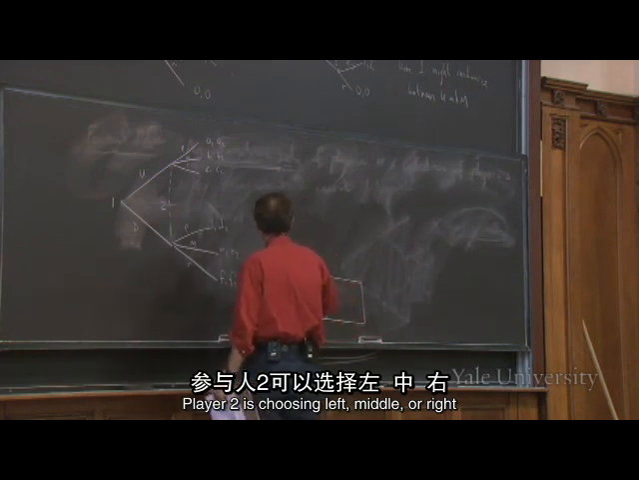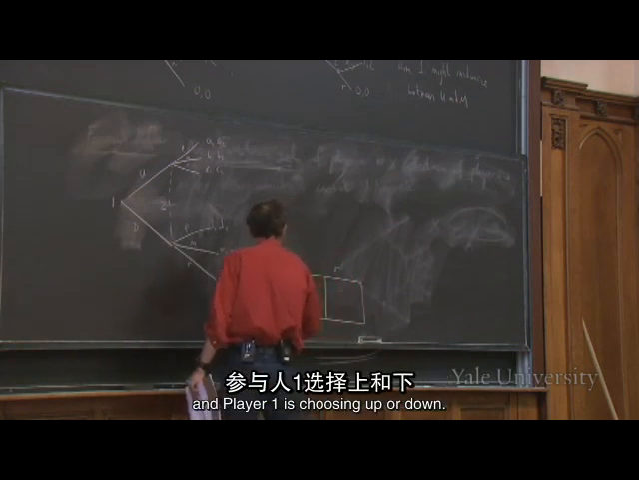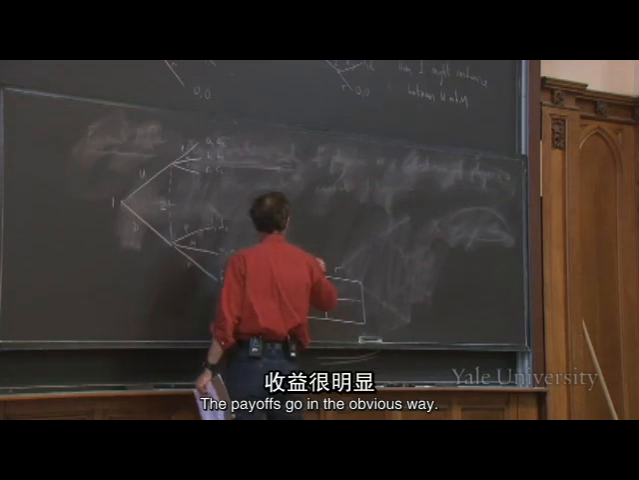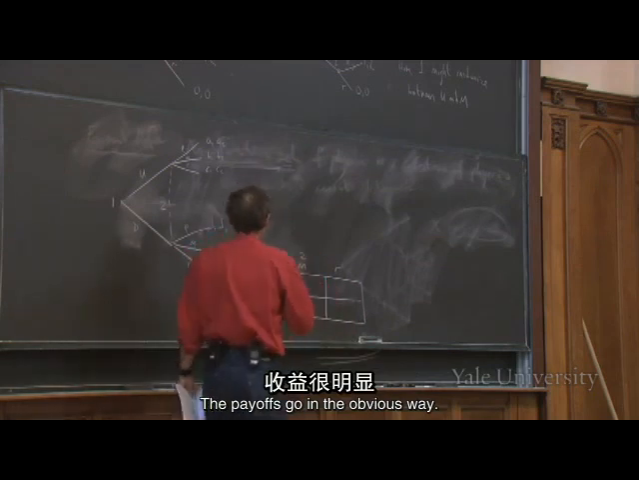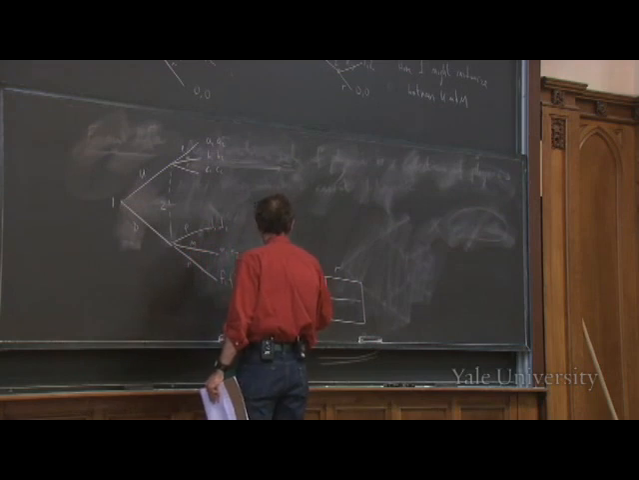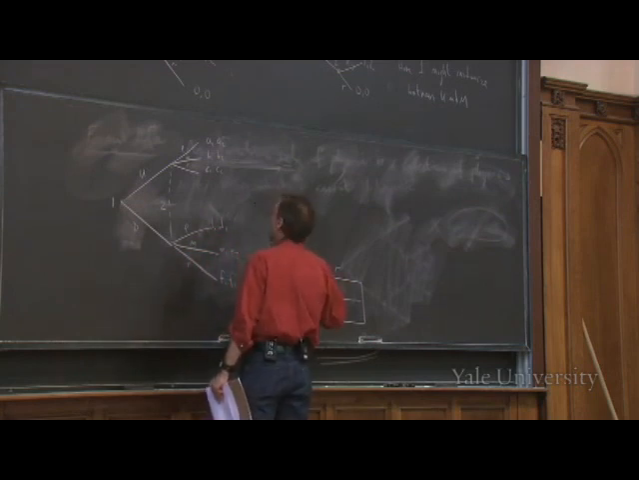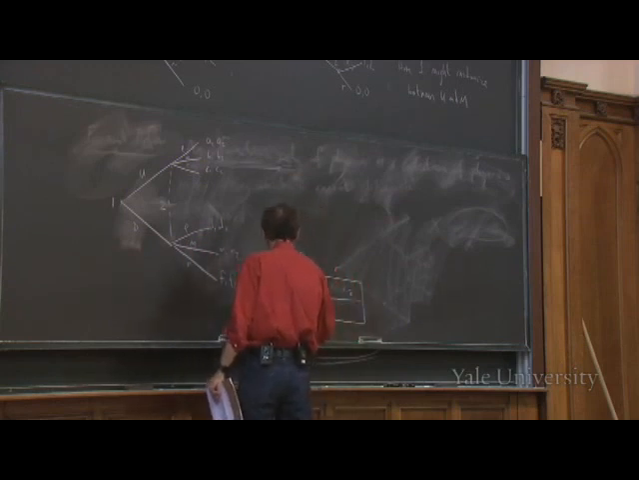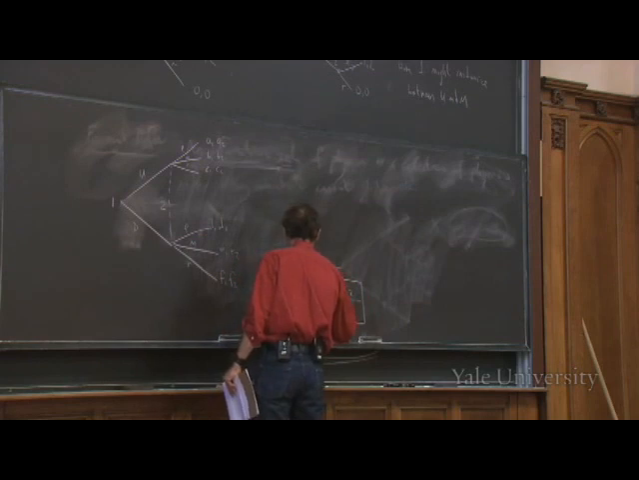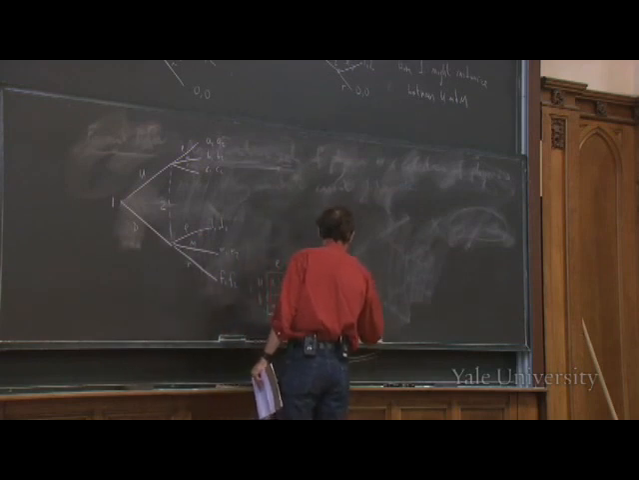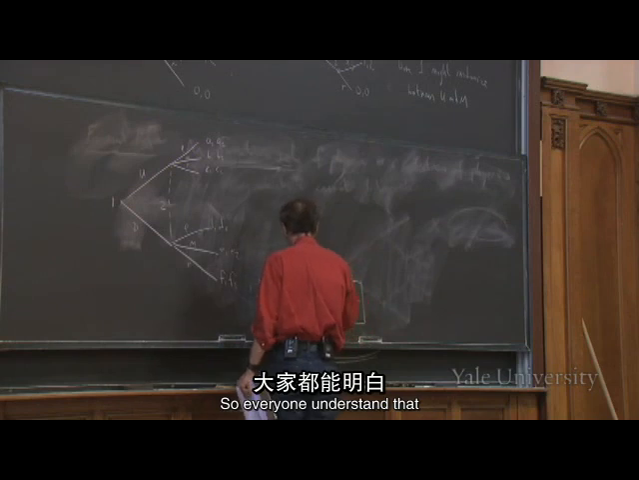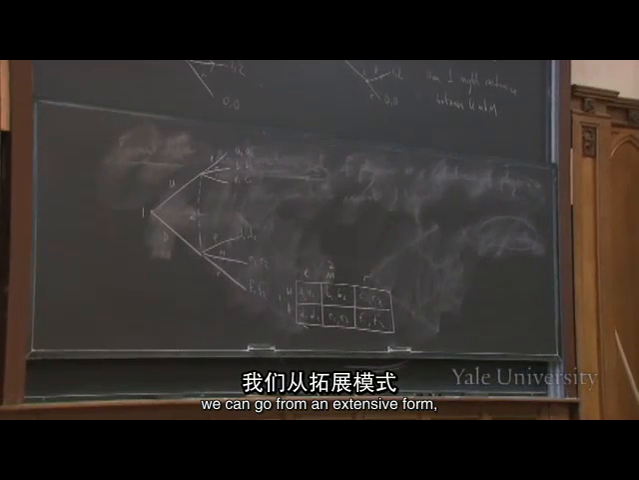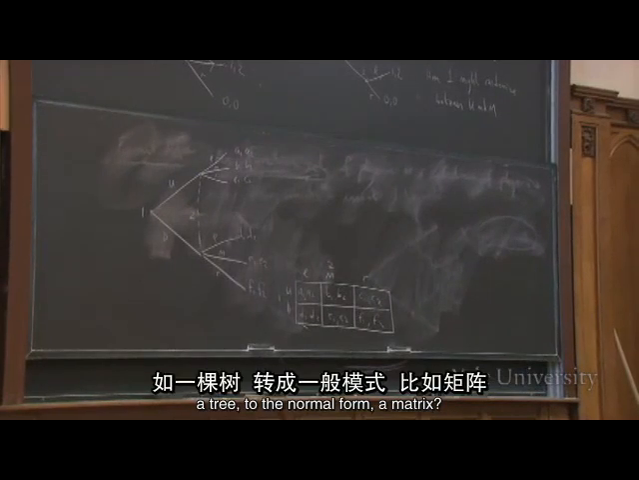Player 2 is choosing left, middle, or right, and player 1 is choosing up or down. All right, and the payoffs go in the obvious way. So A1, A2, B1, B2, C1, C2, D1, D2, E1, E2, and F1, F2. All right, so everyone understand that was just a simple exercise to show we can go from an extensive form, a tree, to the normal form, the matrix.